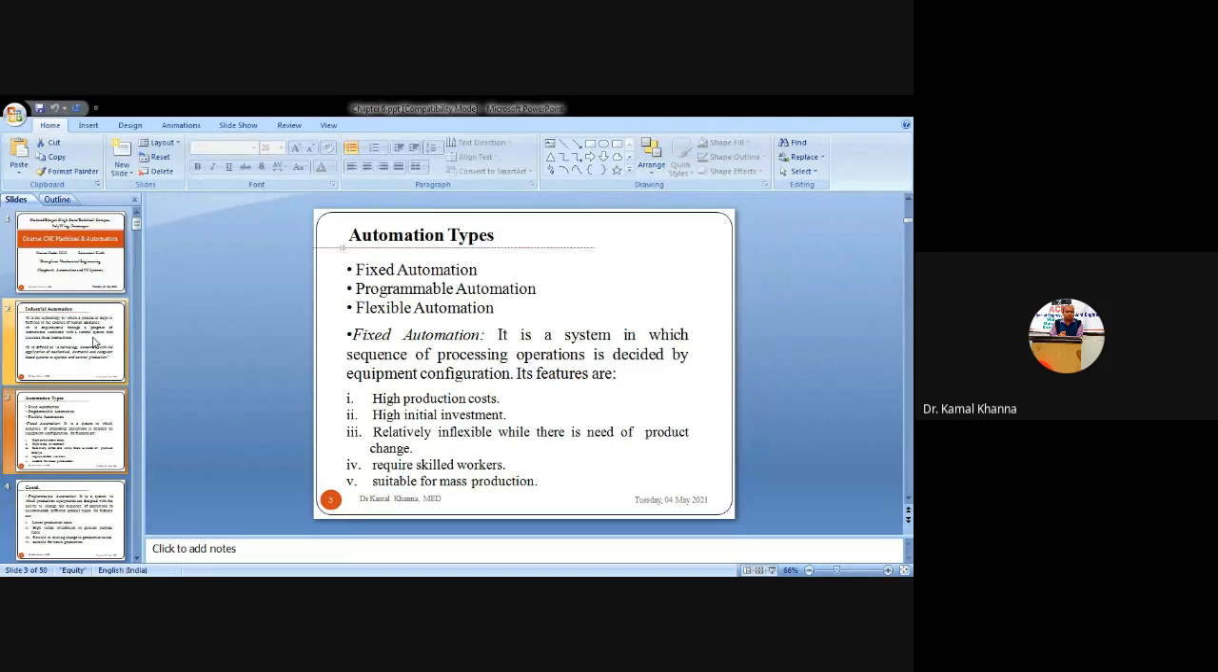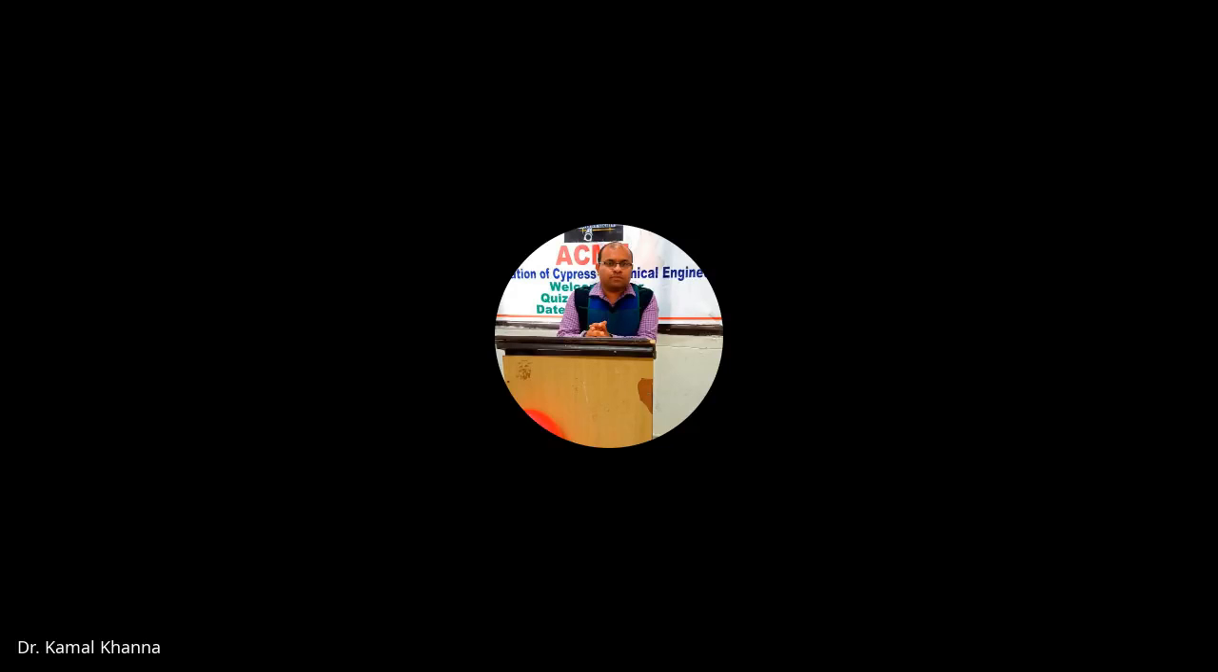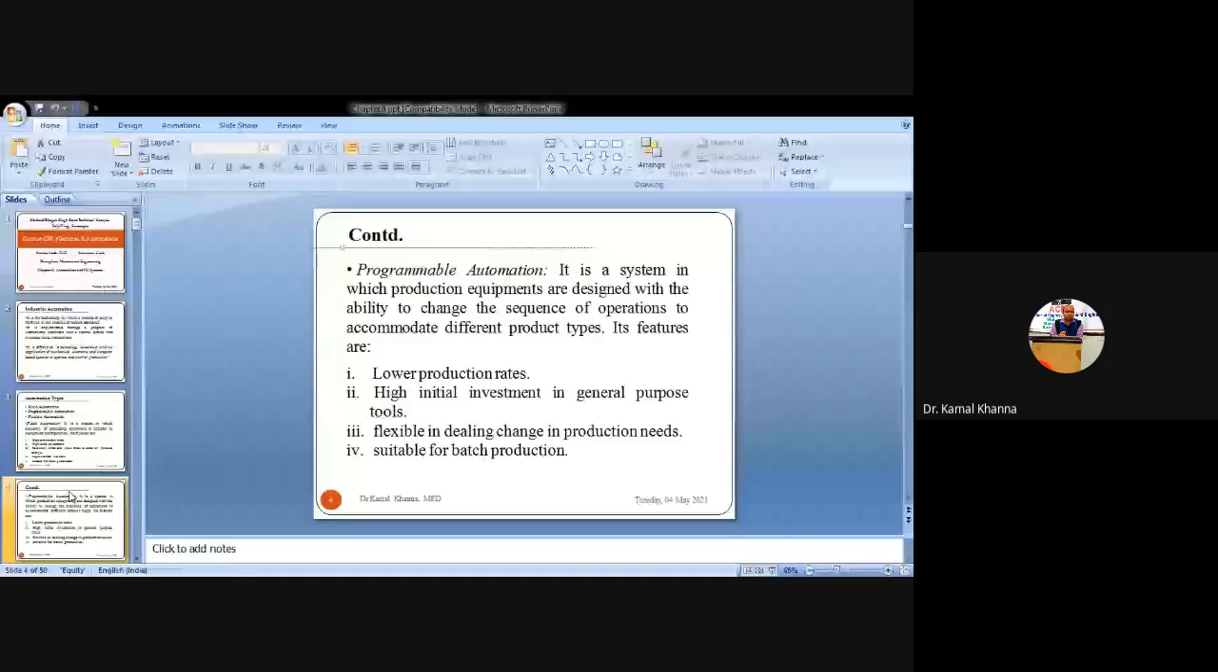Next is programmable automation. Programmable automation is a system in which the production equipment is designed with the ability to change the sequence of operation and to accommodate different product types. In the case of programmable automation, we can alter or change the sequence of operation. Let us say we have to perform 5 kinds of operations on a specimen.